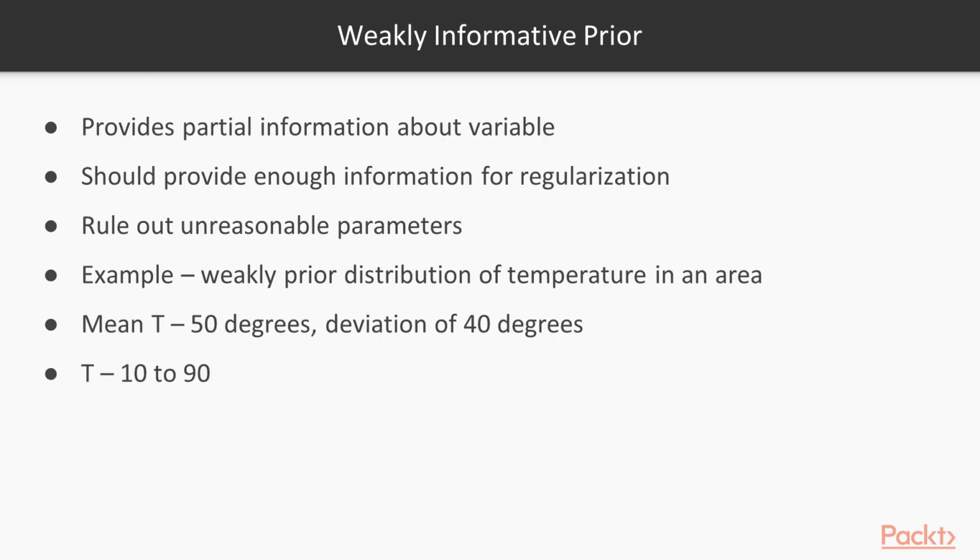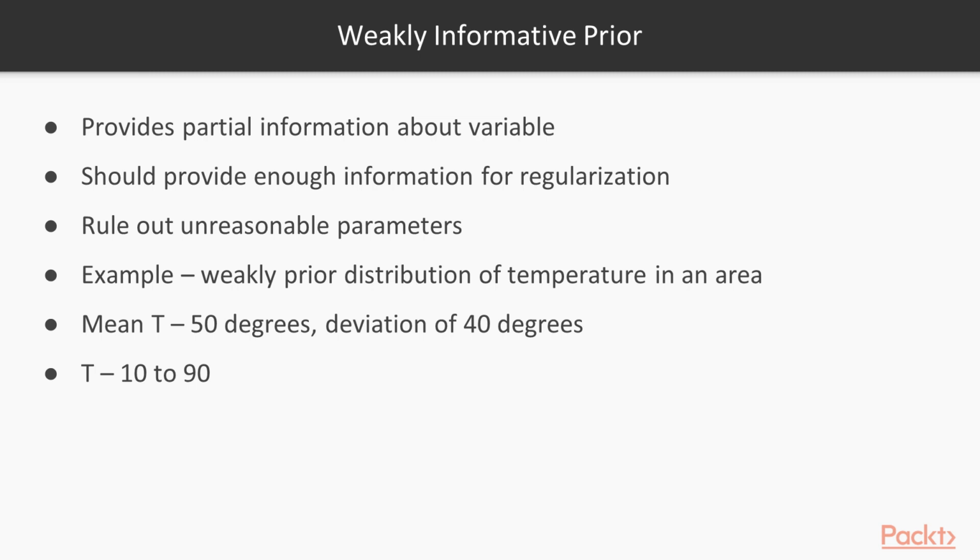Next is the weakly informative prior. First point, you can see that it provides partial information about a variable. You are getting information, but partial information, not the complete information about that parameter or variable. The second point is it should provide enough information for regularization. So there should be enough information, but it can be partial. Third one is to rule out unreasonable parameters. So if any unreasonable parameters are available, then you can rule them out.